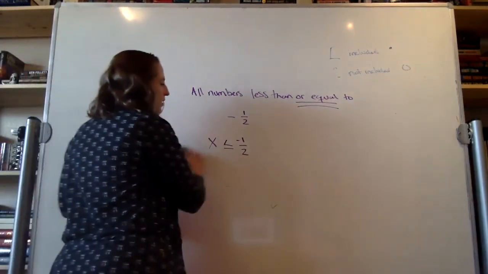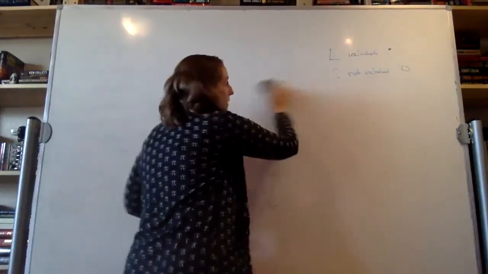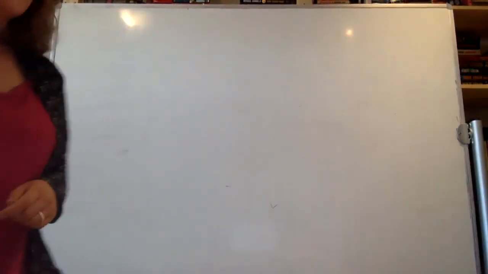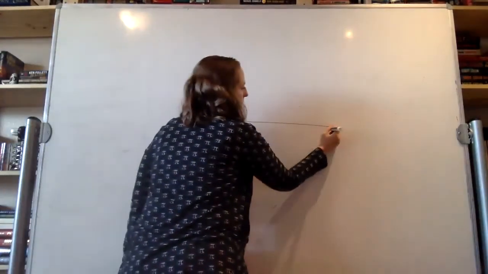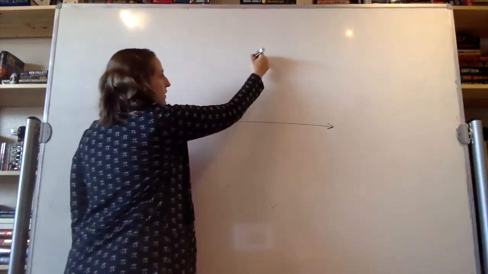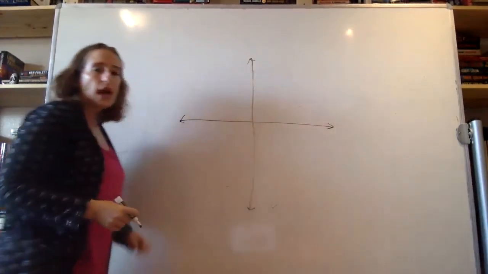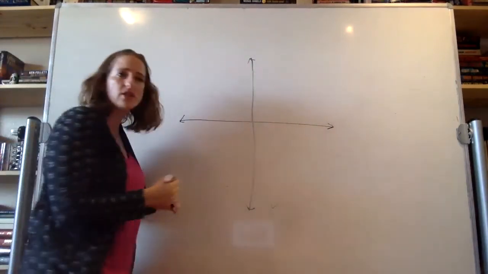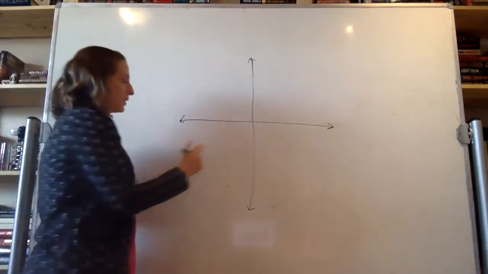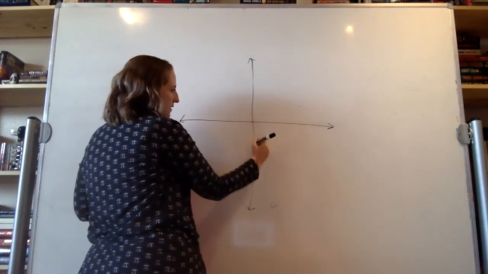Last thing I want to do is look at what happens when I take two number lines and put them together. I'm going to take a horizontal number line and a vertical number line, and I'm going to put them together. When I do that, I get this nice thing known as a Cartesian coordinate system or a rectangular coordinate system. Now these two number lines meet up at 0.